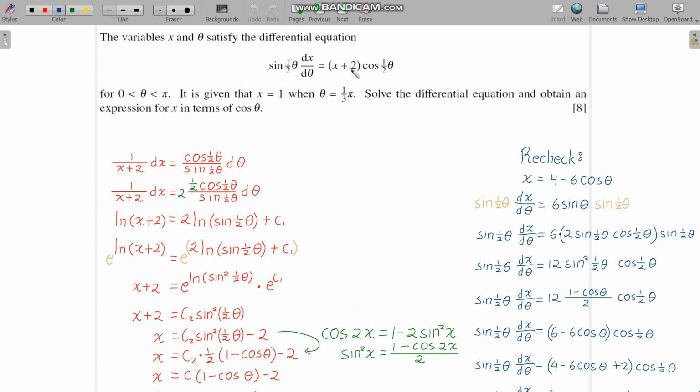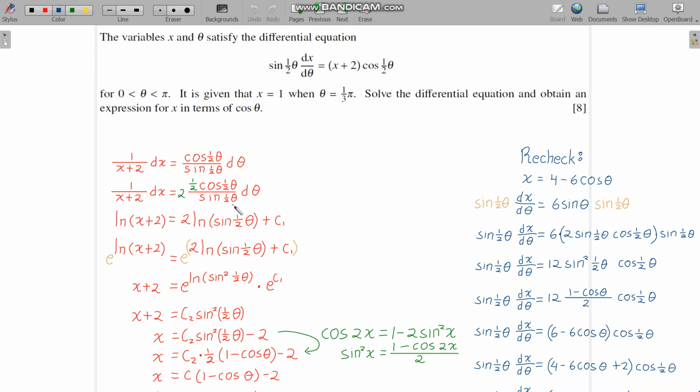So here we divide both sides by x plus 2. So we move the x plus 2 to the left. We move the sine 1/2 theta to the right. So it's divided by sine 1/2 theta. And we multiply by d theta, so the d theta is on the right.